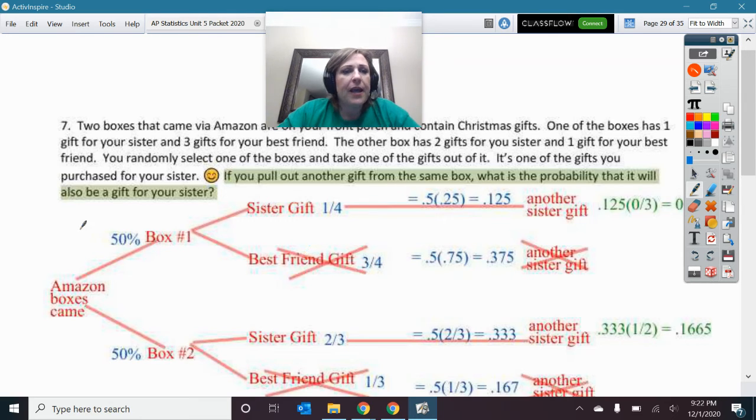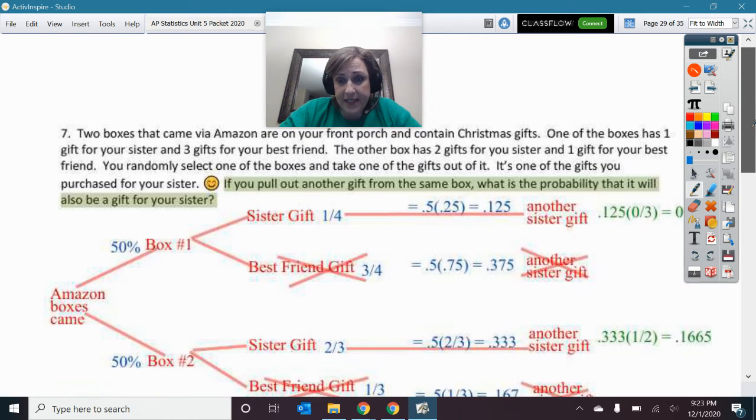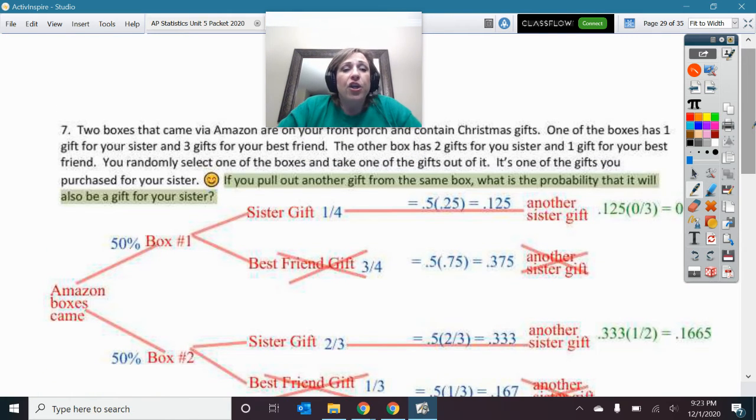Okay. If you randomly select the other one, it has 2 gifts for your sister and 1 for your best friend. So this one has 2 out of the 3 for your sister. So when you reach in there, you get a 2/3 chance it's your sister's and only 1/3 it's your best friend's. So here's where it gets interesting. You randomly select one of the boxes and you take one of the gifts out.